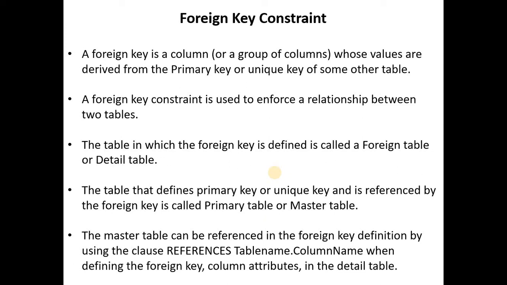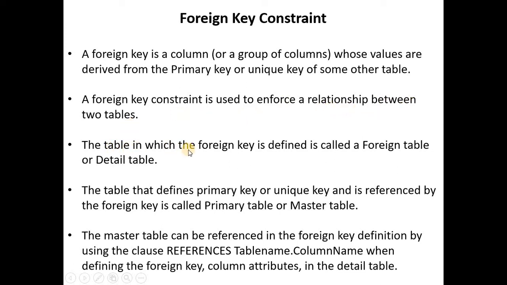A foreign key constraint is a column whose values are derived from the primary key or the unique key of some other table. Since this foreign key is derived from the primary key values, the values that you want to put in the foreign key column must be any of the values present in the primary key. If you are entering any key which is not in the primary key in the foreign key column, then it won't accept. Right? The foreign key constraint is used to enforce a relationship between two tables.